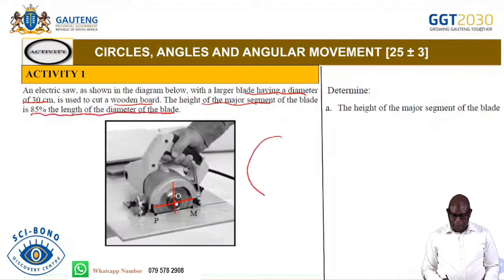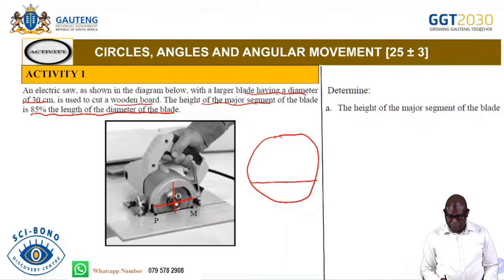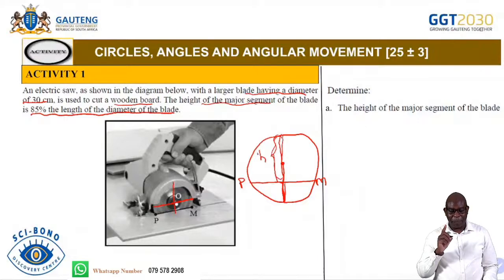If I've got this blade here, PM, this is what they're talking about here. We have a diameter, right? And they're saying the diameter is 30. In other words, from here to there, it's 30. But now we have the height of the major segment. So here's the major segment here. The height of the major segment is this one. And they say it's 85% of the length of the diameter.